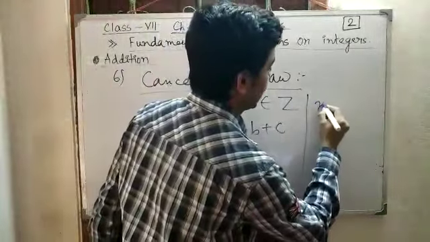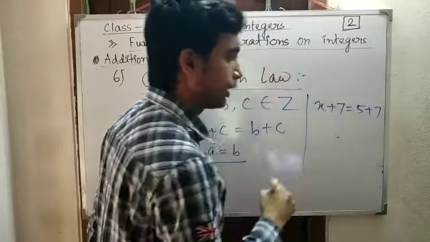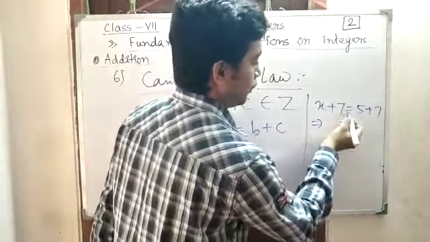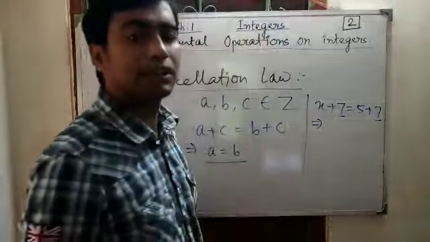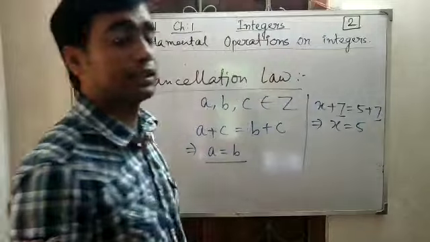That is, suppose x plus 7 is also there. Here also 5 plus 7. So what you can write in the next line? That is, both sides the same element has been added. So what you can write? X equal to 5. This is the cancellation law.